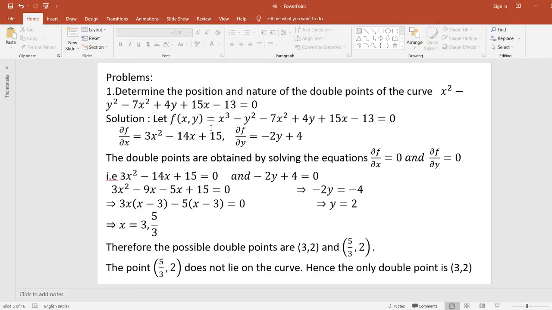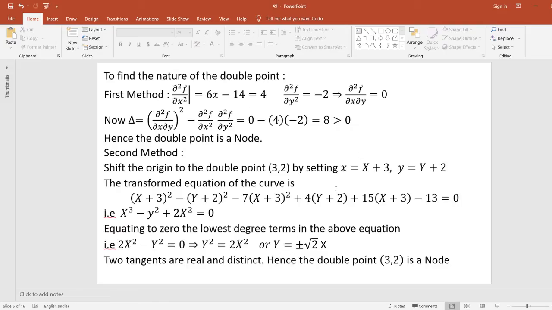Look here, the given equation x cube minus y square minus 7x square plus 4y plus 15x minus 13 is equal to 0. By substituting, what we have: x plus 3 whole cube minus y plus 2 whole square minus 7 into x plus 3 whole square plus 4 into y plus 2 plus 15 into x plus 3 minus 13 is equal to 0. After solving these, we have the simplified form x cube minus y square plus 2x square is equal to 0. Here, equate the lowest degree term to 0 in the above equation.